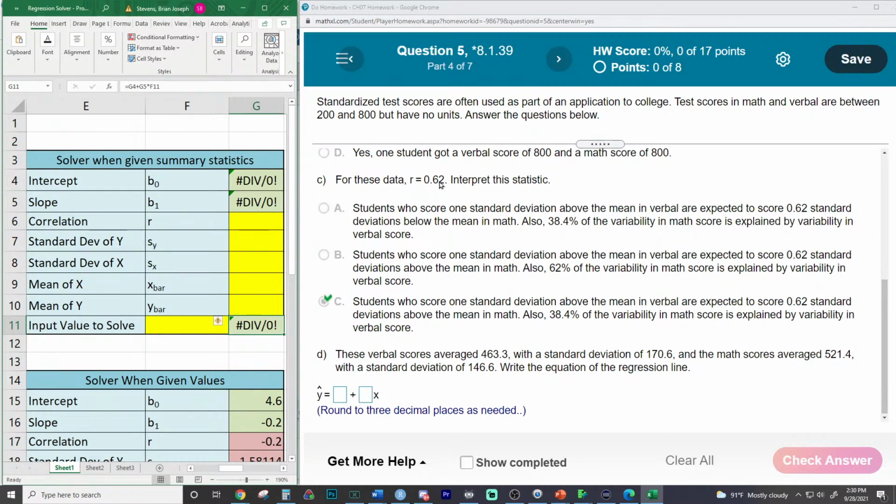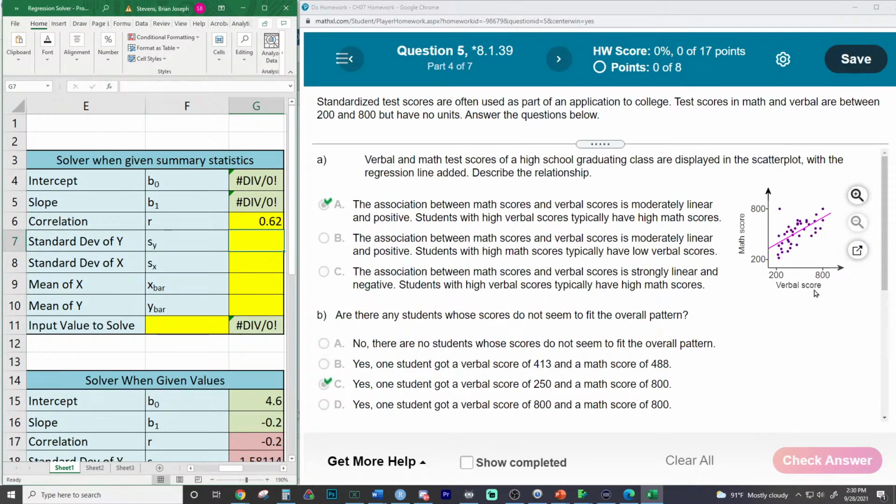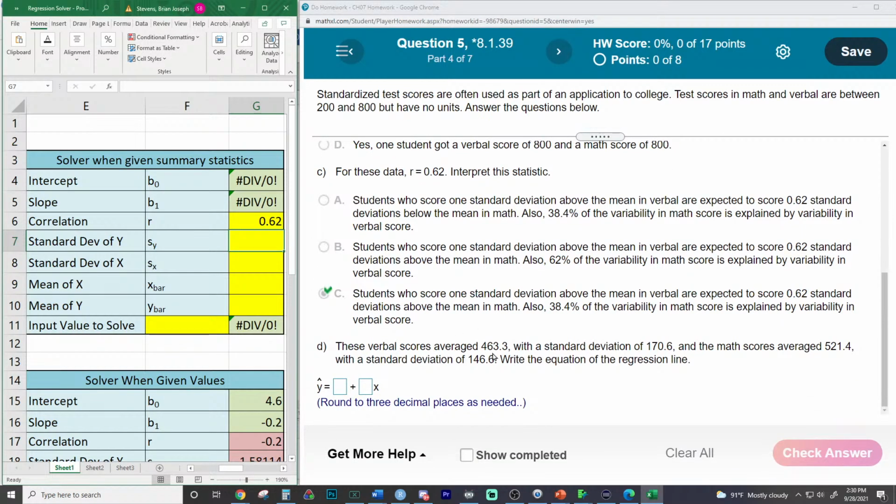If you notice right here, we have the correlation, which is r. That's the notation for correlation. So that's 0.62 is the correlation. We have here the verbal scores had an average of this. Remember, verbal is x. So that's the average for the verbal, which is the mean of x, x bar, 463.3. And then the standard deviation for x right here is 170.6. Make sure to enter in all the decimals.